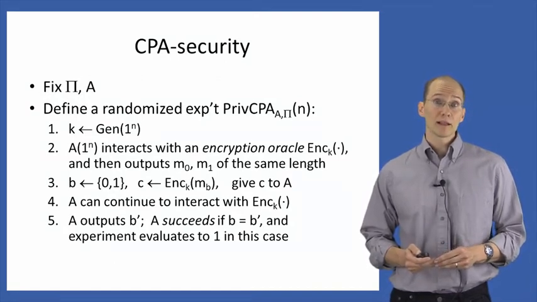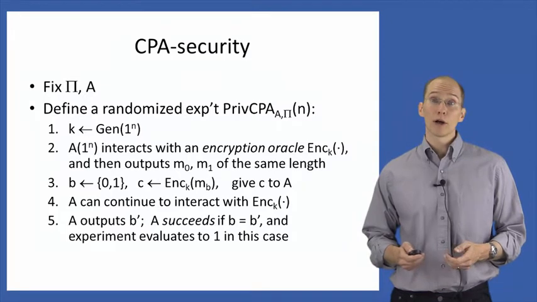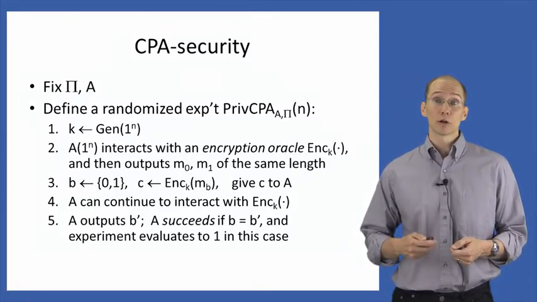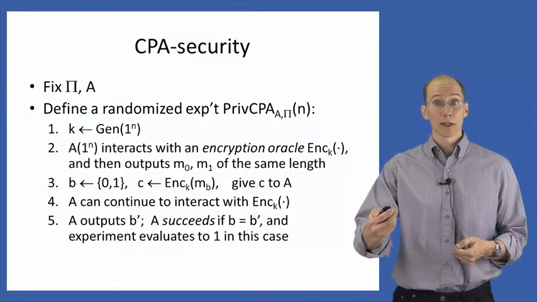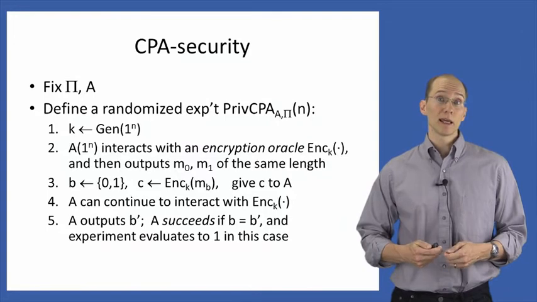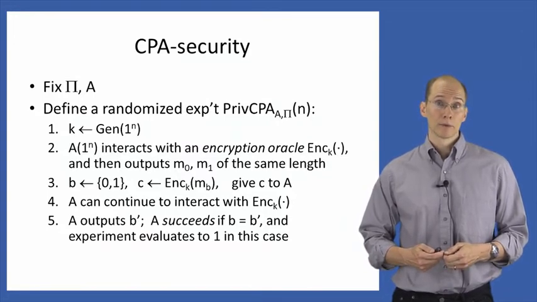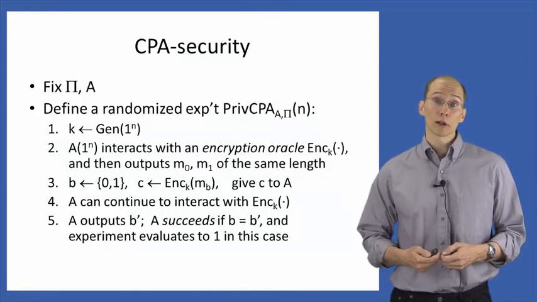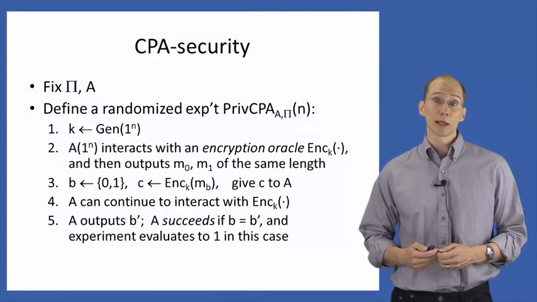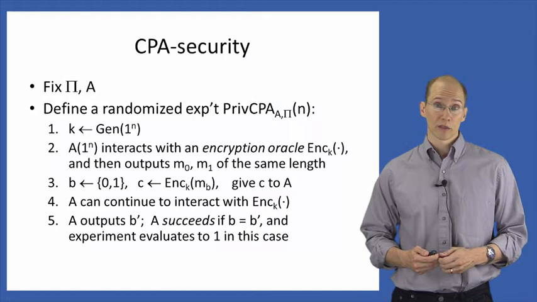We then allow the attacker to interact with what we're going to call an encryption oracle. This encryption oracle allows the attacker to submit messages of his choice, and to get back encryptions of those messages using the key k chosen in the first step. The attacker can interact with the oracle as many times as it likes, and then at some point it outputs a pair of messages M0 and M1 of the same length.